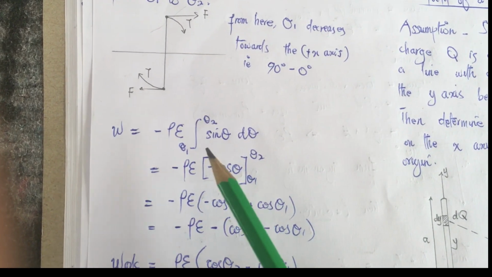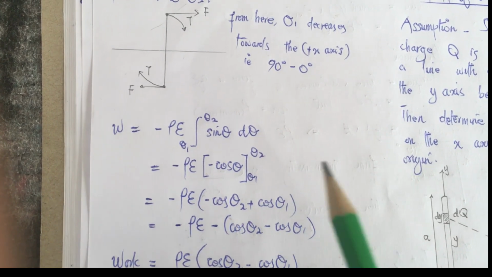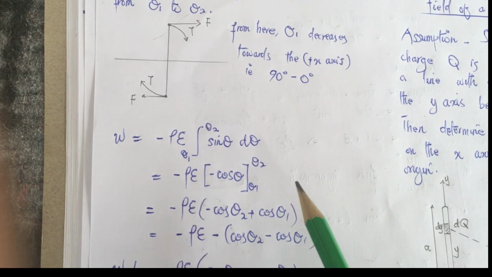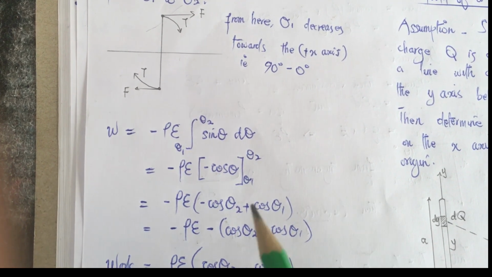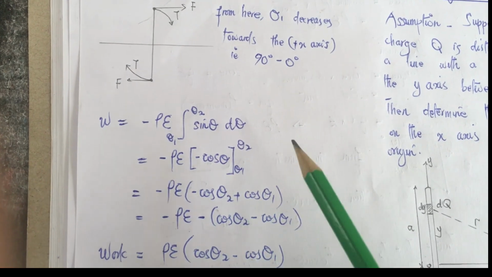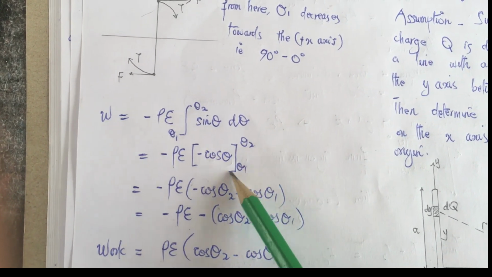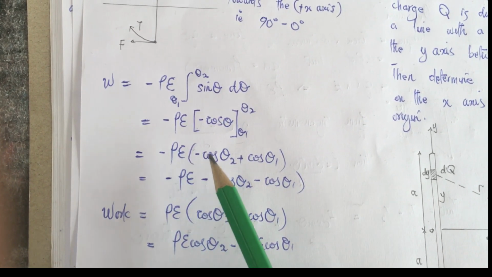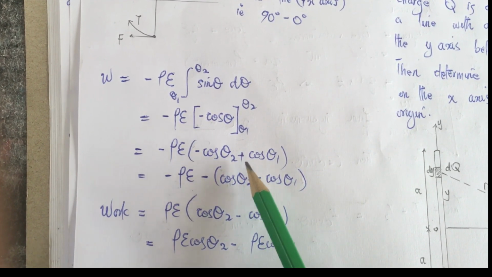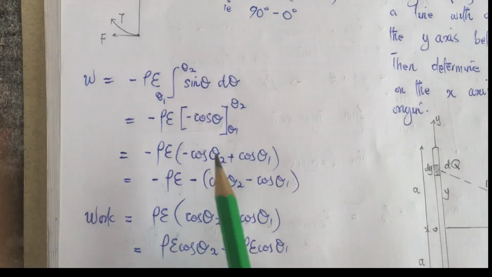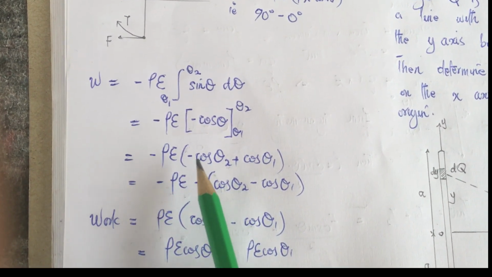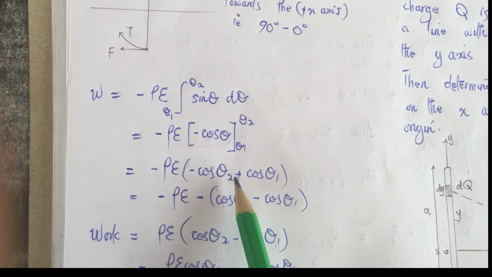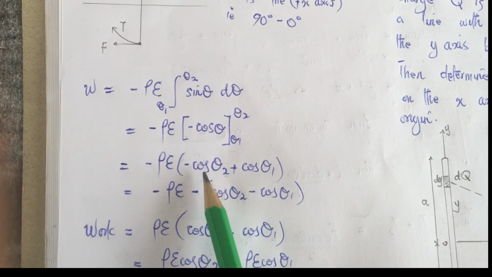So from here, if you do the normal integration, this is how you get it. If you integrate sine theta, you get negative cos theta. That's from trigonometry. So we have negative cos theta from theta 1 to theta 2. Here our negative PE is equal to negative cos theta 2 plus cos theta 1. The reason it is plus is that we will be factorizing this negative out. If we factorize this negative out, this becomes negative, and this becomes positive again.